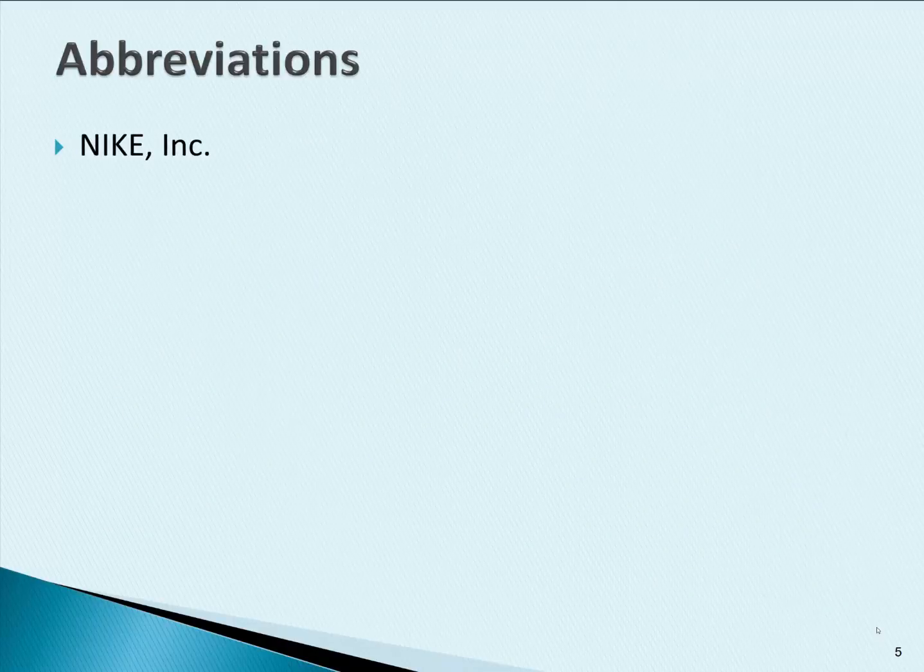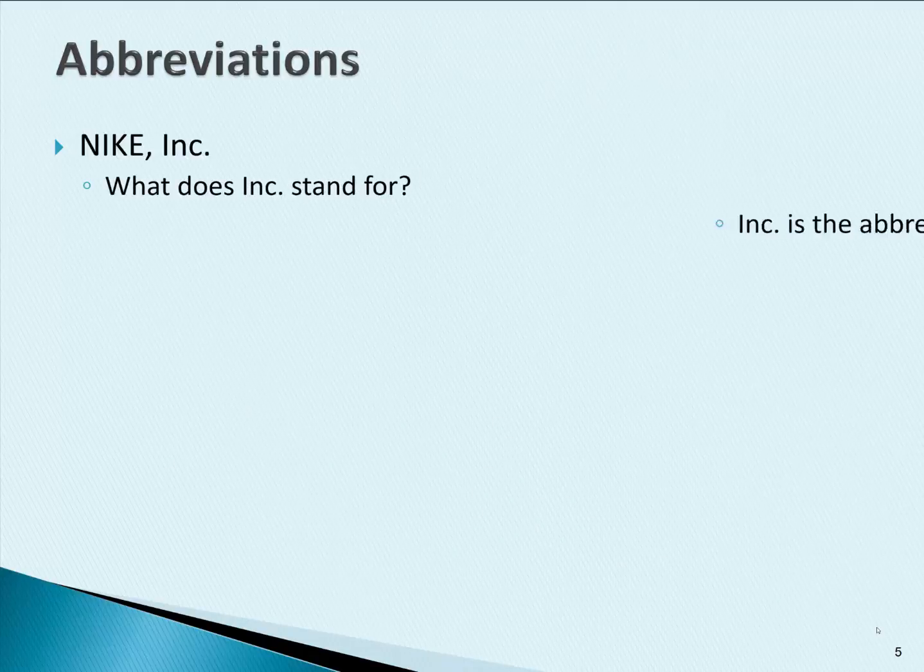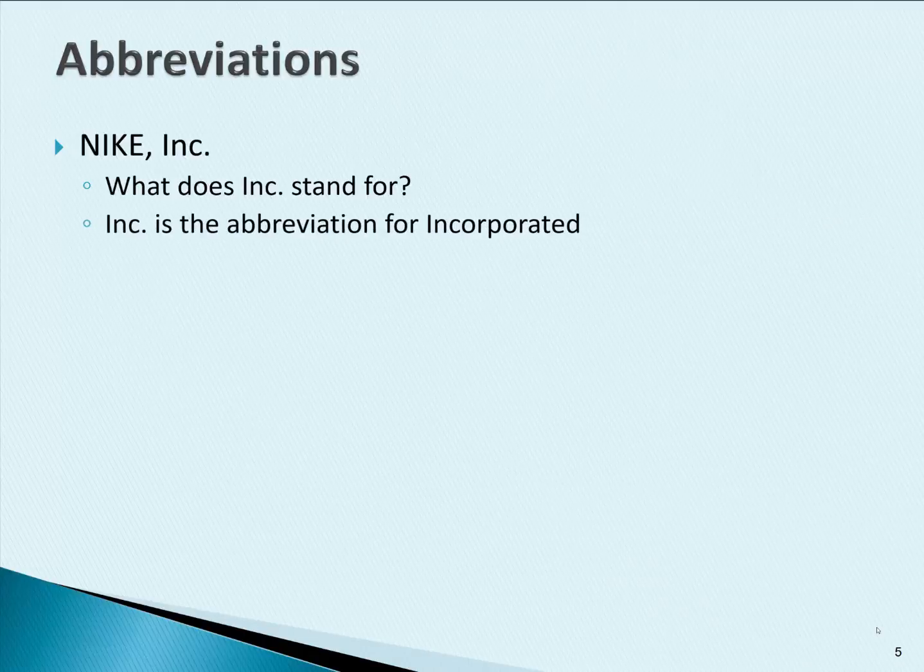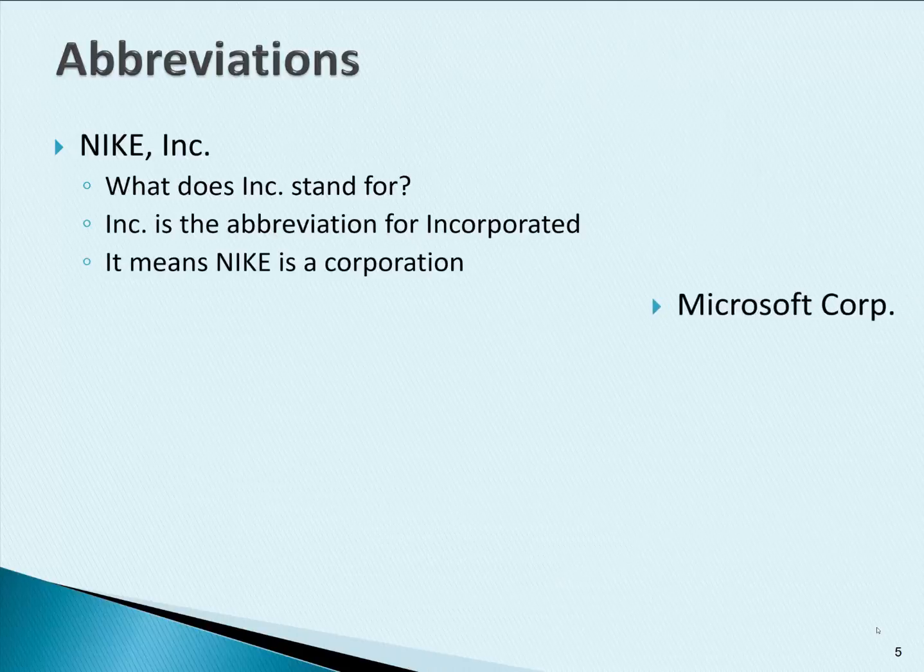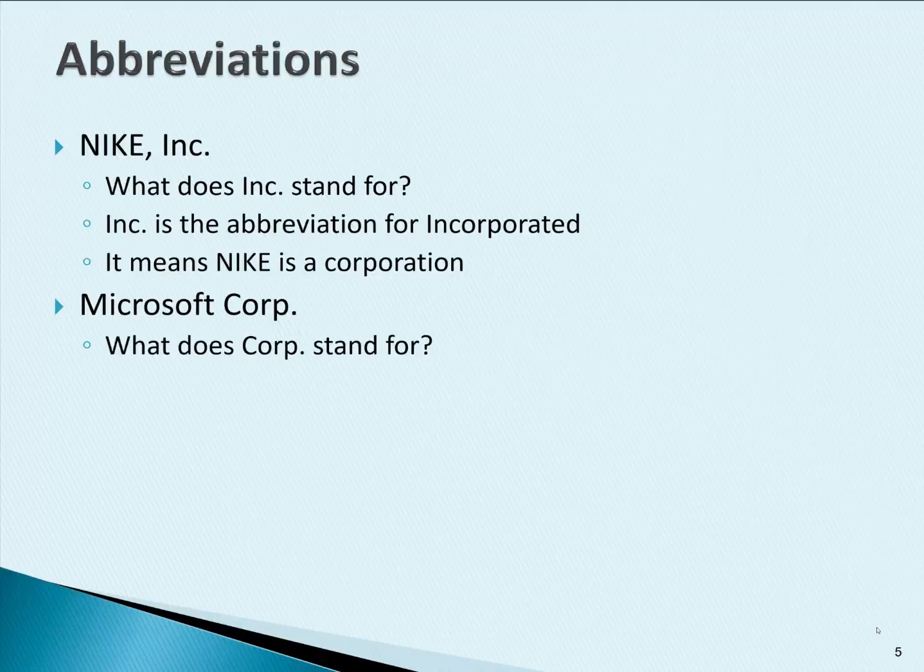So if you see a company name like Nike Inc., what does the Inc. stand for? It means the company is incorporated. It means they're a corporation, which of course is what we're studying in this chapter. What happens if you see Corp after a company's name, like Microsoft Corp? Corp stands for corporation, of course, and it's just another way to let people know that Microsoft is a corporation.